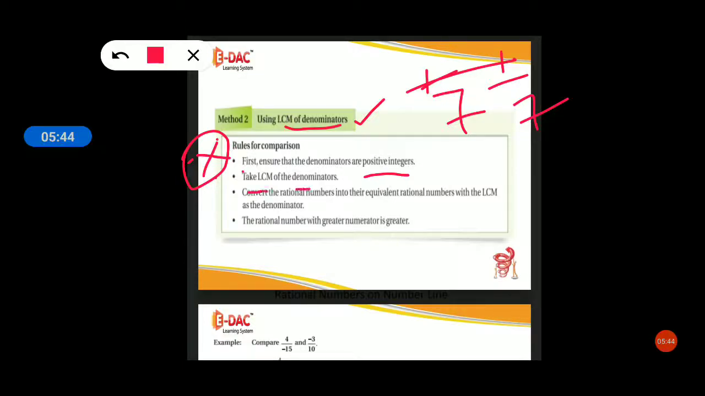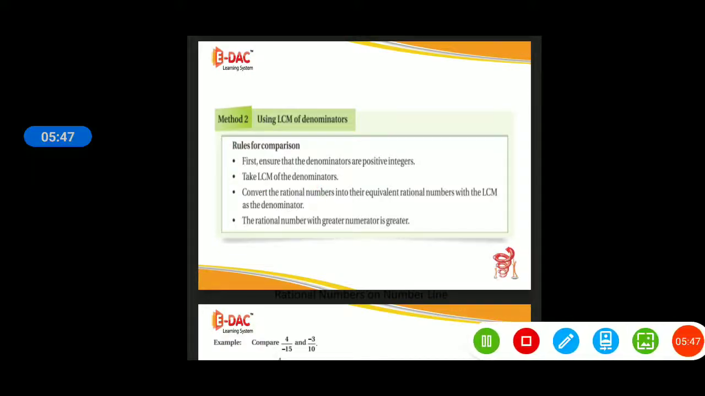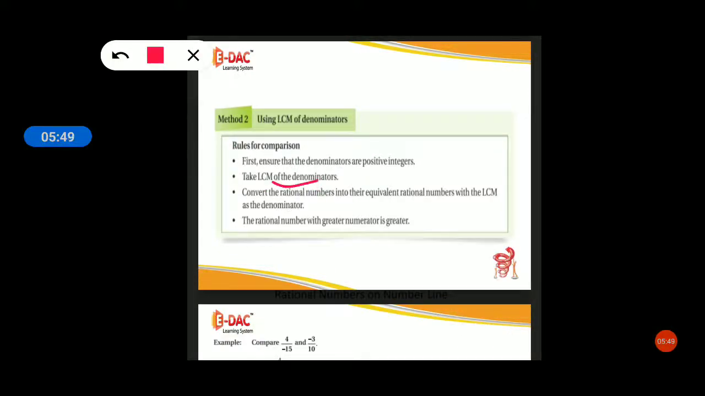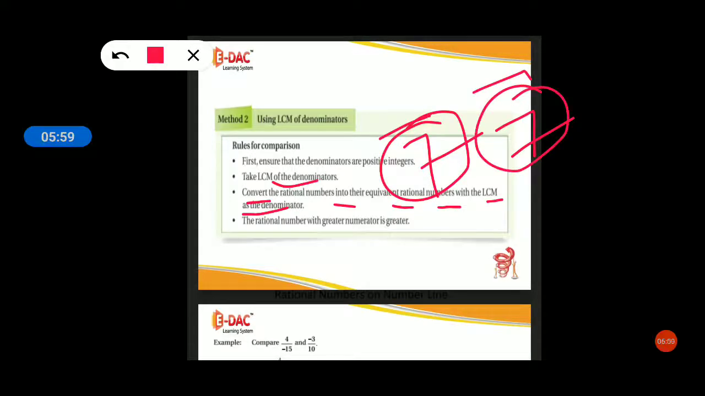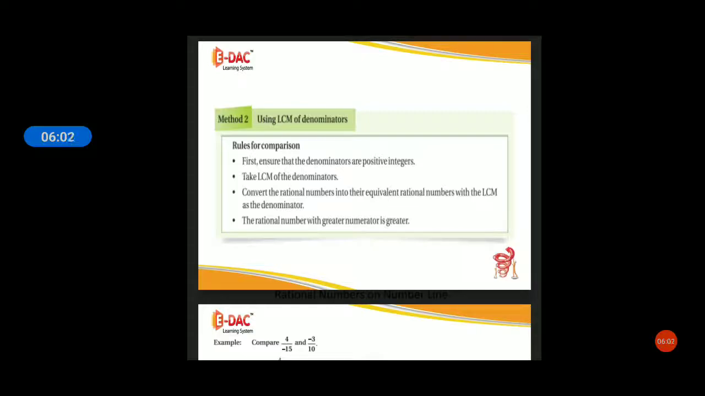Take the LCM of the denominators. The denominators will be different, so you need to take the LCM of the denominators. Convert the rational numbers into their equivalent rational numbers with the LCM as the denominator. After taking the LCM, the denominator will be the same. Then you need to convert them into equivalent rational numbers. Okay students? The rational number with the greater numerator is greater.